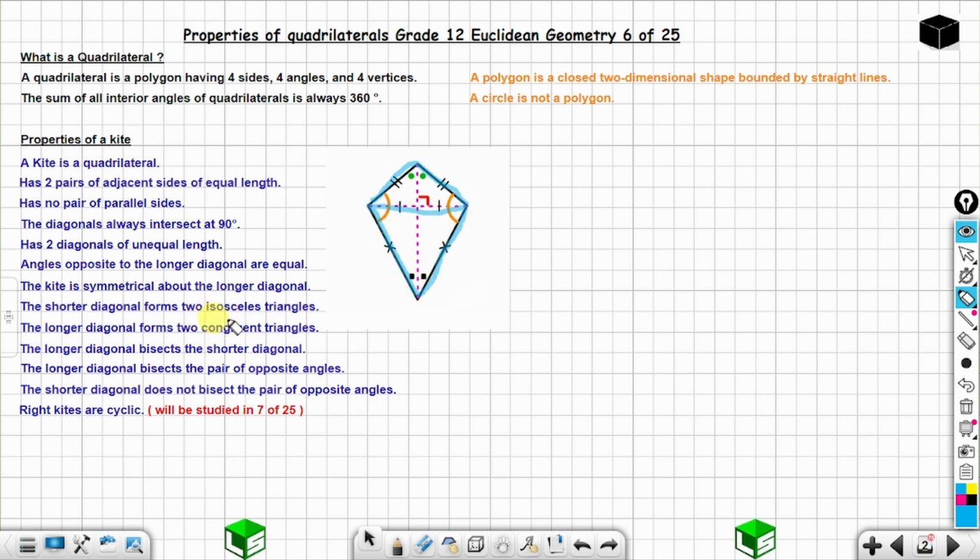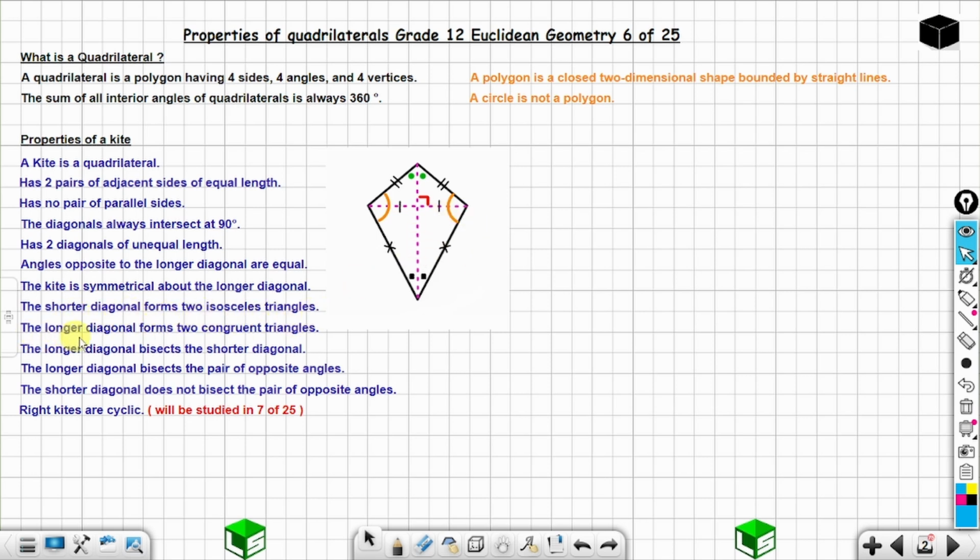An isosceles triangle has got two sides which are of equal length. This side is equal to this side, so this is an isosceles triangle. This side is equal to this side, so this is also an isosceles triangle. So the shorter diagonal forms two isosceles triangles.